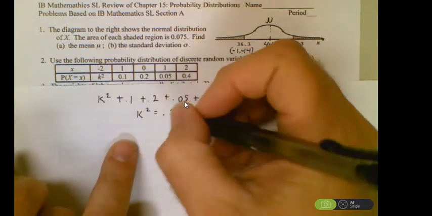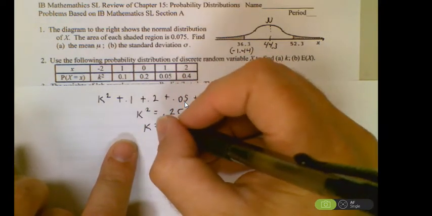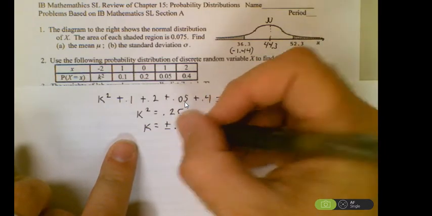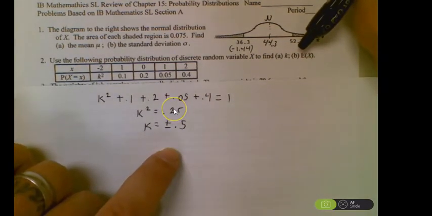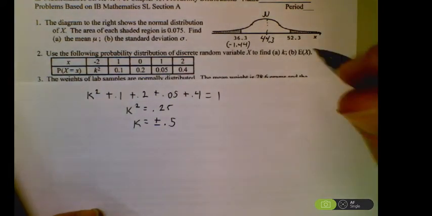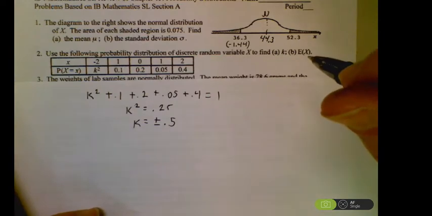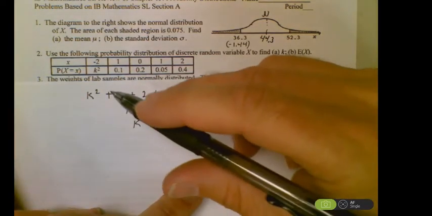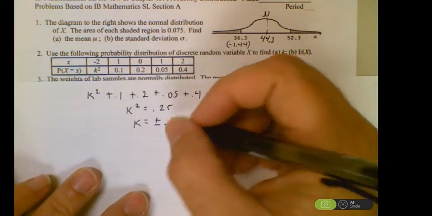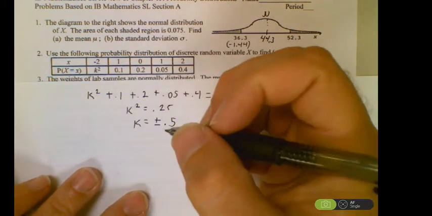So if we do the square root of both sides, then we should be saying plus or minus 0.5 for k values. So we should have a plus or minus on it in doing that. And then for part B here, they want the expected value for x. Now that we know what k is, we can sub that back in and get our expected value. So pretty simple on these guys. So you're replacing k with the plus or minus 0.5.